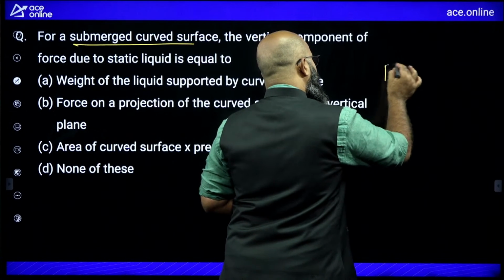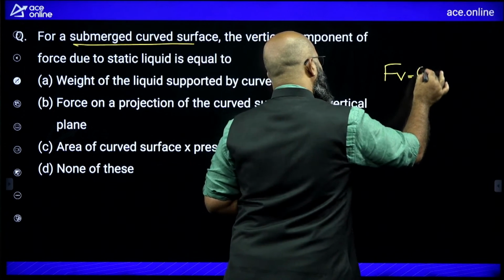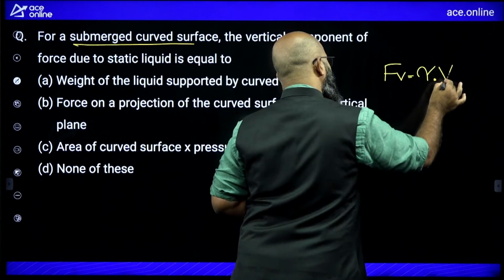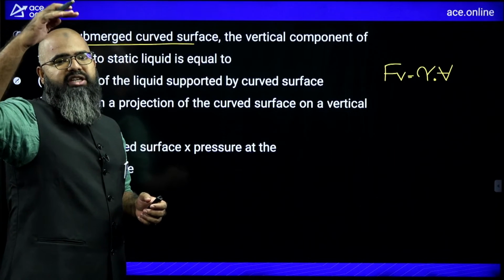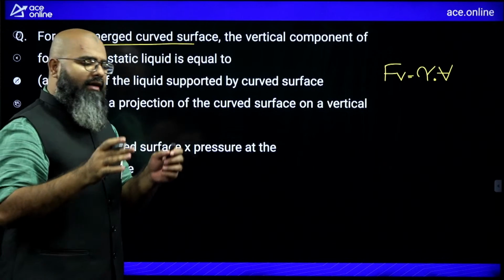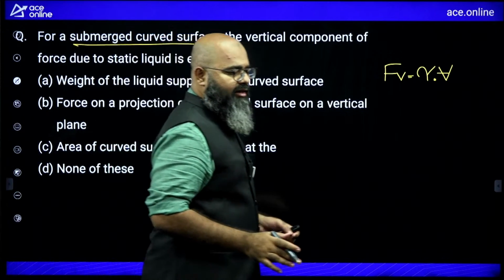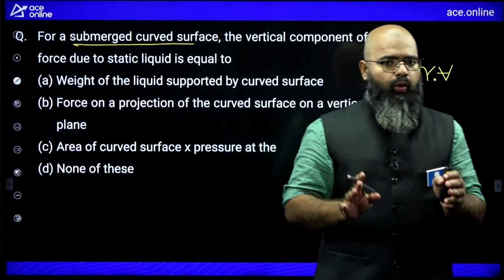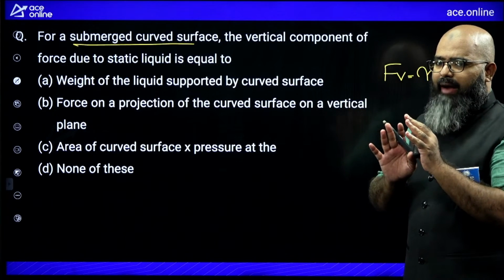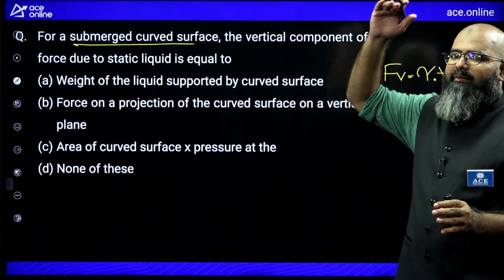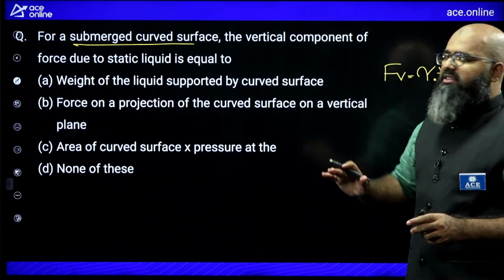The vertical component of force is a weight equivalent thrust, gamma times volume. And the volume should always be measured from where? From zero pressure line up till the curved surface, whether or not the fluid is present. Whether or not the fluid is present does not matter to you at all. You are supposed to start measuring from zero pressure line up to the curved surface.